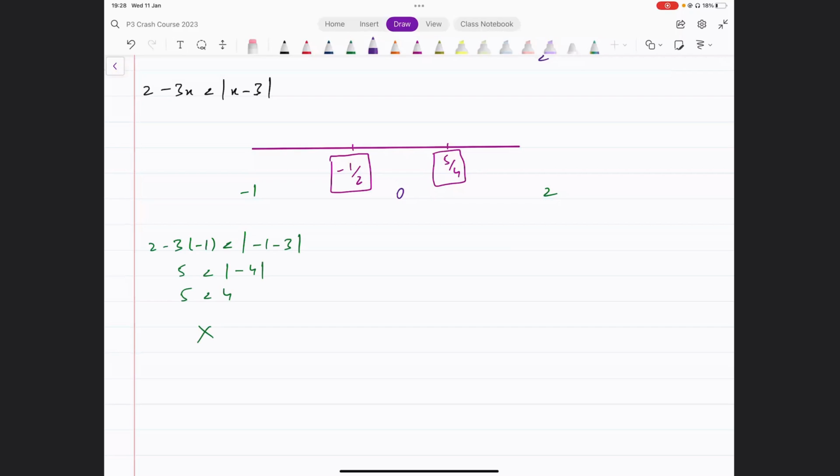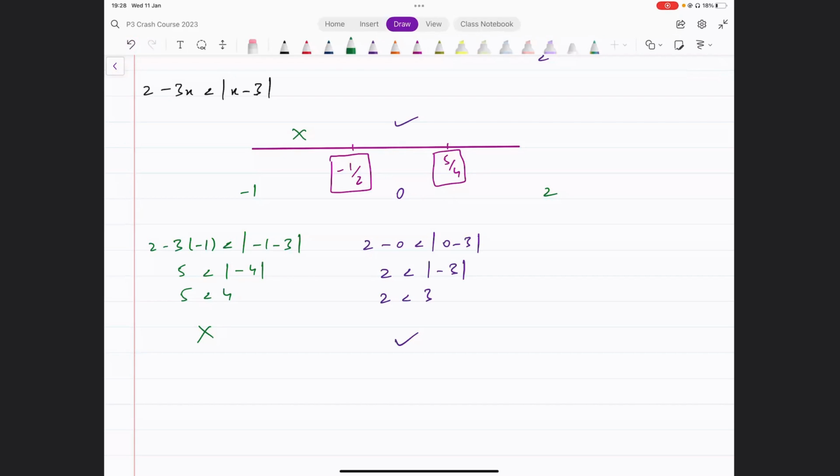Let's check the region in the middle. We've got 0 in the middle. So that's 2 minus 0 less than modulus of 0 minus 3. That gives us 2 less than modulus of minus 3. And we're getting 2 less than 3. Is that correct? Yes, this is correct. So the middle region is correct. The left one was incorrect, but the middle one is correct.